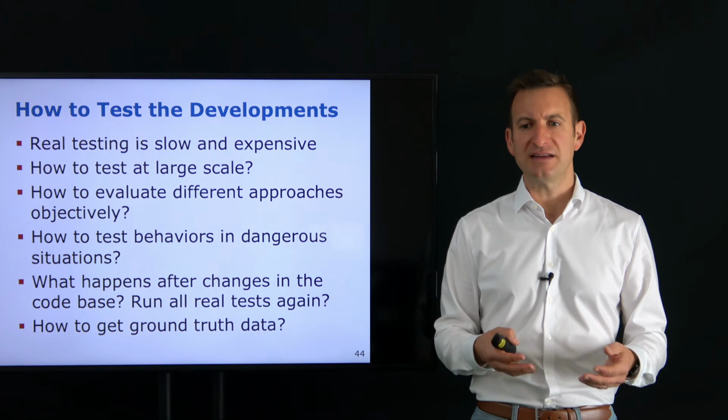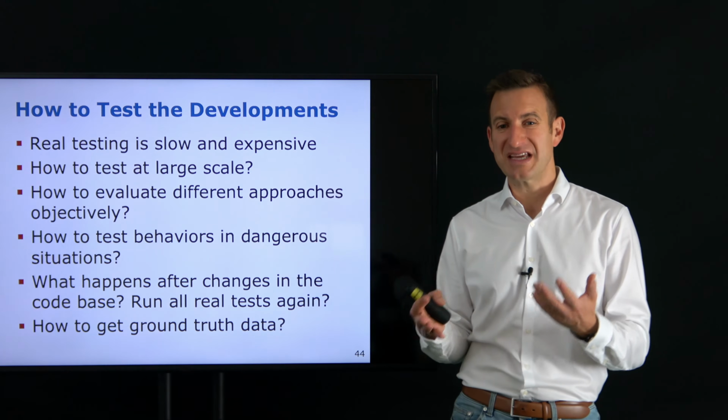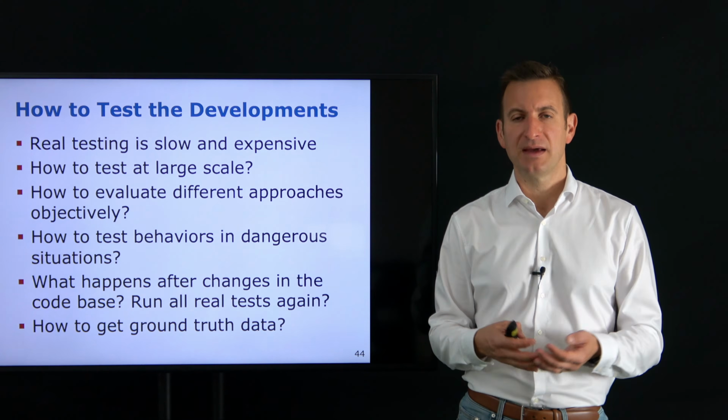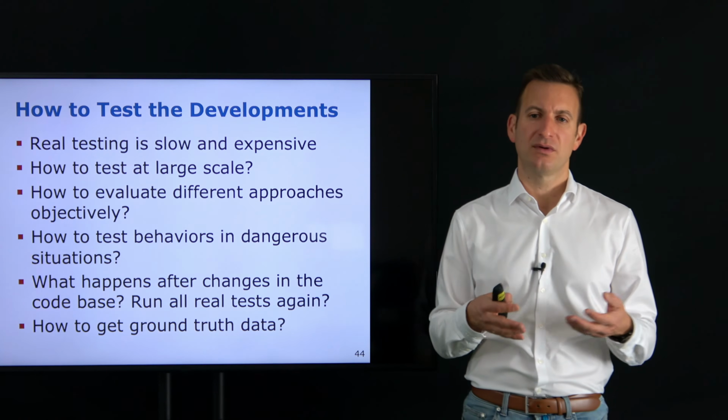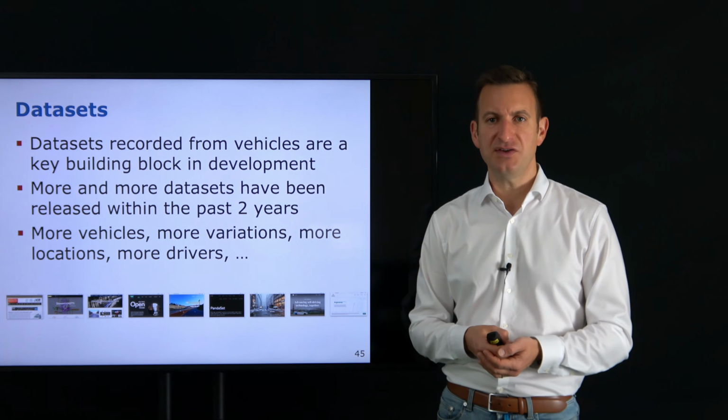Especially learning algorithms need a large amount of ground truth data, and the question is, how can we actually get that data in a good way? And there are basically two ways how you can actually do that testing. The first thing is by using data sets.